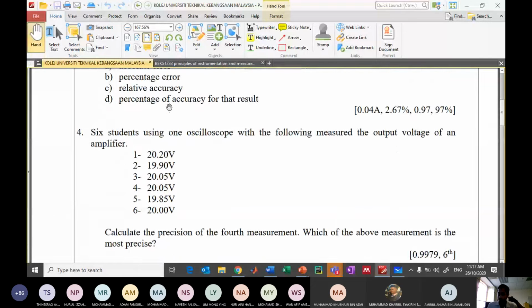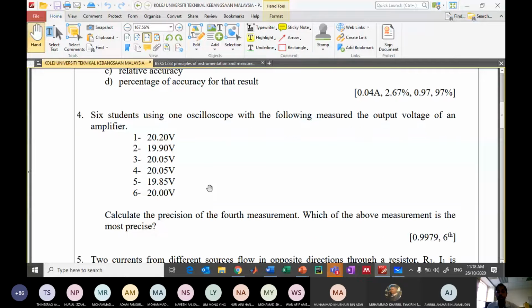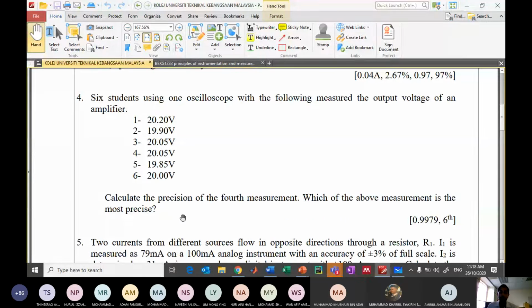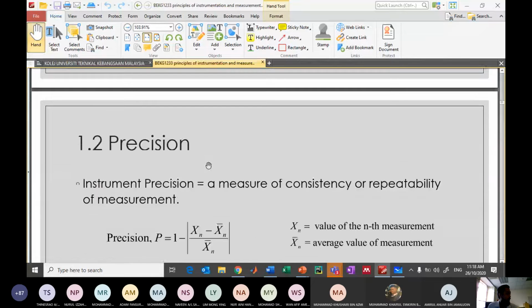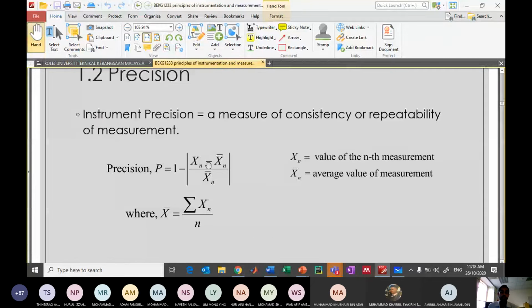Okay, question number 4. 6 students using one oscilloscope measures the output voltage of an amplifier and has found the following reading. So each student takes one reading and then they compile the reading together. So these are the value for each of the students' reading. So calculate the precision of the fourth measurement. So the fourth measurement is 20.05. So which of the above measurement is the most precise? So if you look at the lecture note, we go to the precision. We want to utilize this equation here.